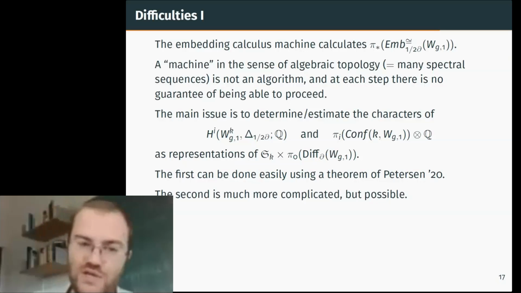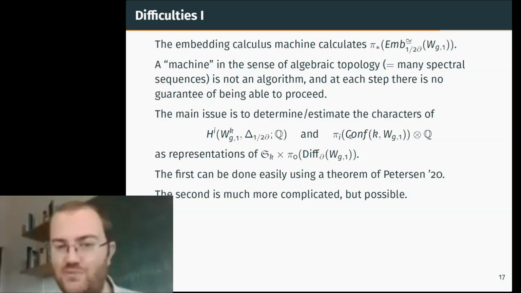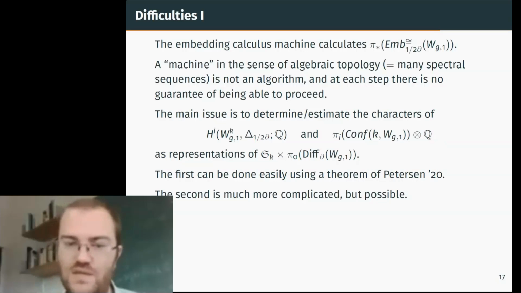And depending on what you want to achieve, maybe you just want to estimate what those groups are, like say in what possible degrees they can have homotopy or cohomology groups, or maybe you want a literal formula for what the characters of these representations are. The first of these can be done, it took us a long time to realize this, but it can be done very quickly using a recent theorem of Dan Petersen, which basically just gives you the answer straight away. The second is much more complicated. I was going to explain how it goes, but I think I won't.